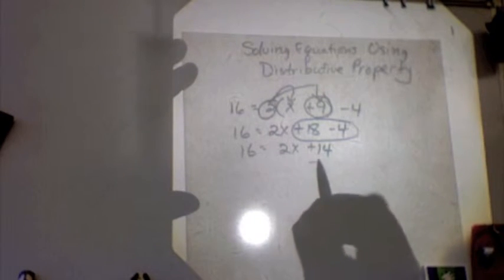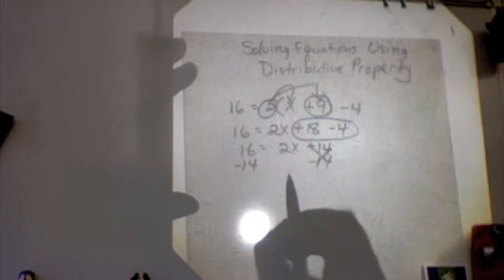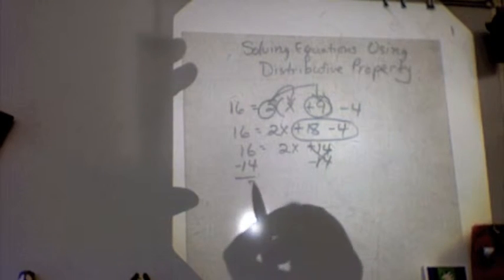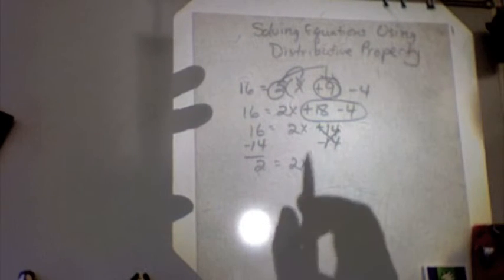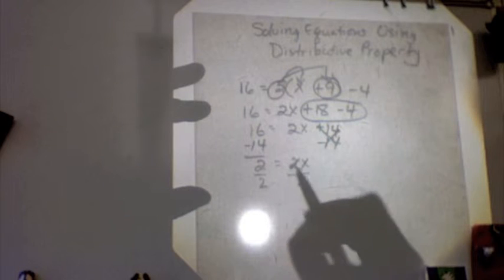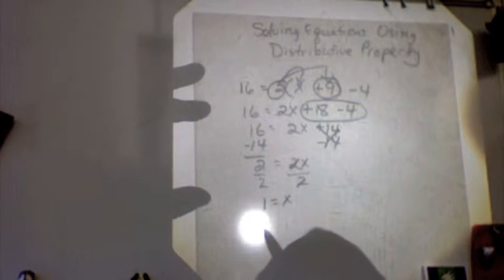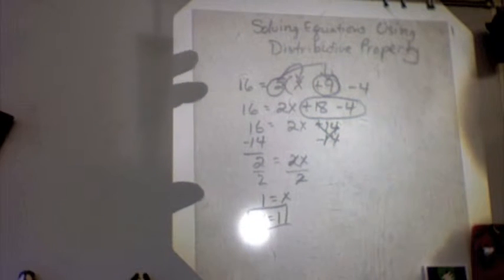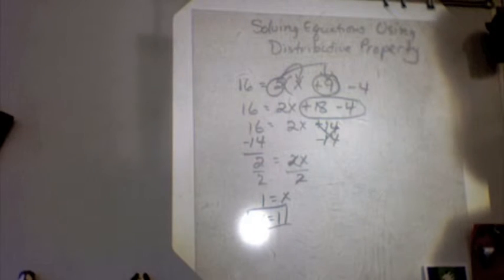Subtract 14, inverse operation, subtract 14 on both sides, and you're left with 2 equals 2x. And our last step is to divide by 2 because we want to know what x is. We divide by 2 on both sides, we get 1 equals x, or x equals 1 for a better look, and you are done. All right, any questions on this one?